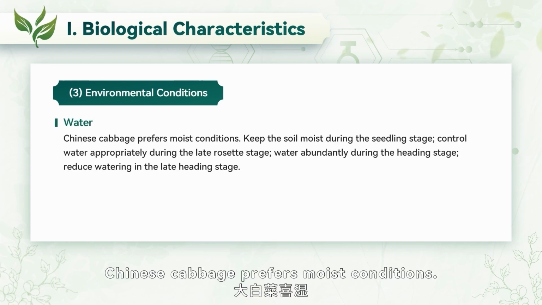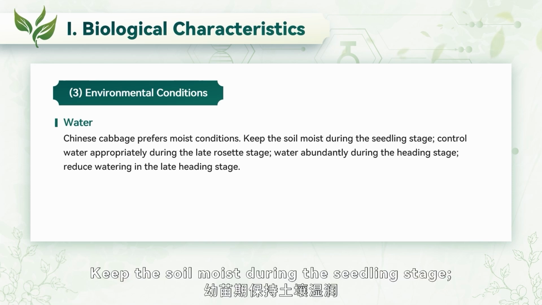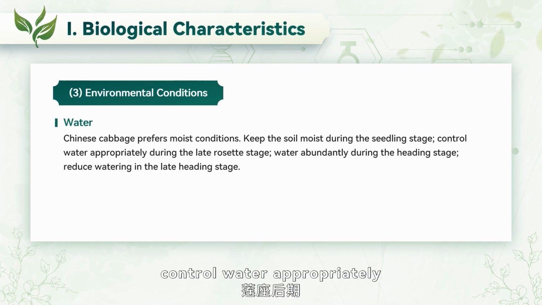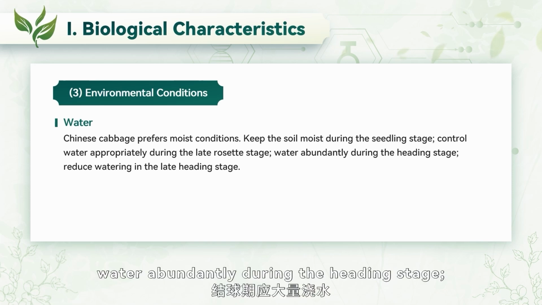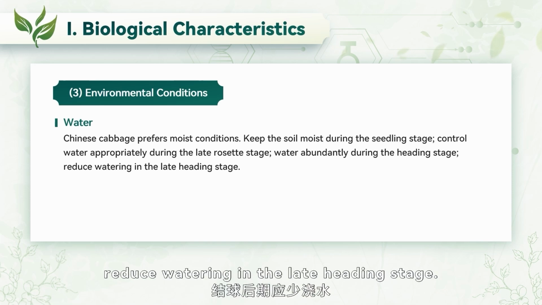Water. Chinese cabbage prefers moist conditions. Keep the soil moist during the seedling stage. Control water appropriately during the late rosette stage. Water abundantly during the heading stage. Reduce watering in the late heading stage.